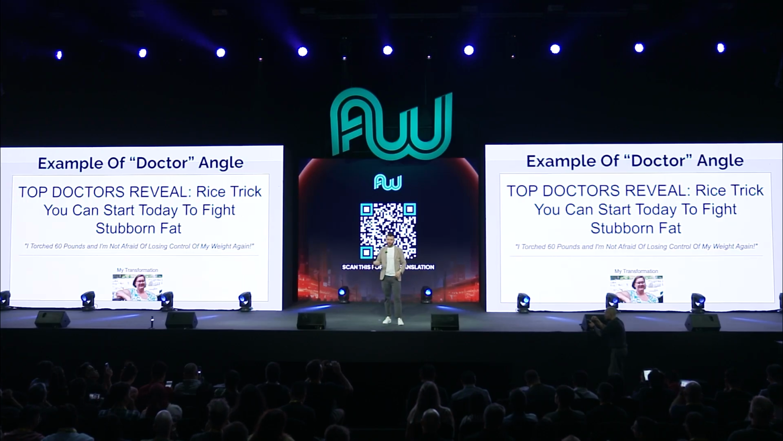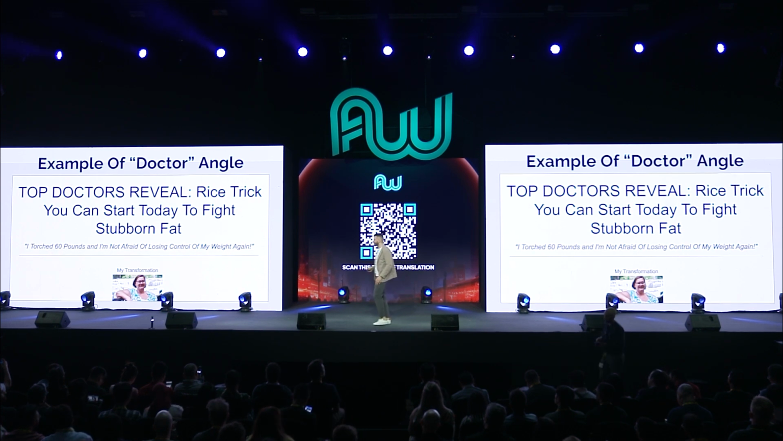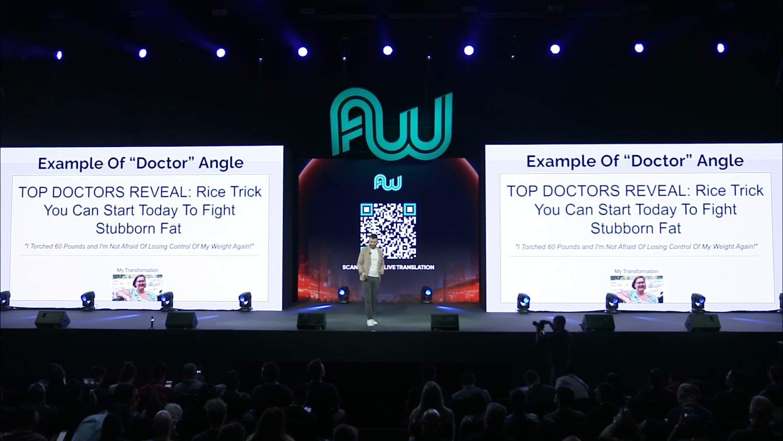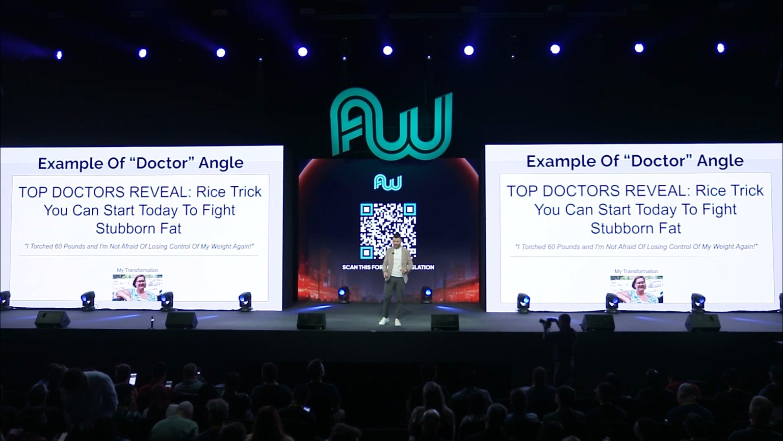So with iterations, if you want to write an advertorial from a doctor, from a credibility angle, you upload the proven advertorial that models it, and then ask AI to use its structure for your offer. So you can see it applies to listicles, it applies to story-based ones, it applies to authority ones, like with doctors, like I show you here: top doctors reveal a trick you can start today to fight stubborn fat. This is definitely a good affiliate offer that's probably cranking some volume. I lost 60 pounds and I'm not afraid of losing control of my weight again, right? So a very, very aggressive advertorial. I don't recommend using it on Meta. Just don't do it.